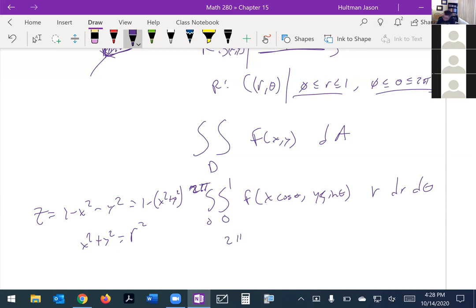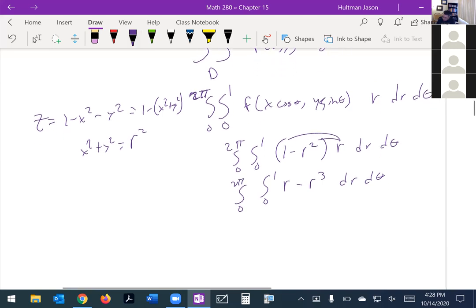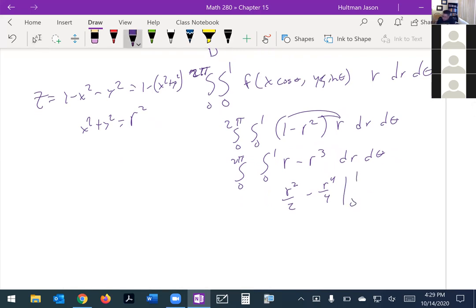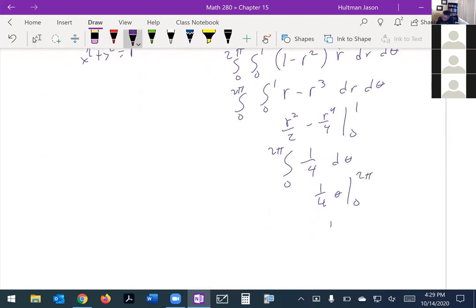Yep. So this is 0 to 2 pi, 0 to 1 of 1 minus r squared times r dr d theta. Now all I'm going to do is distribute, and I get r minus r cubed dr d theta. This is 0 to 1 and 0 to 2 pi. And so this becomes r squared over 2 minus r to the 4th over 4 evaluated from 0 to 1. You can easily see that this is going to be 1/2 minus 1/4, which is 1/4. So this becomes 1/4 d theta from 0 to 2 pi. And what's 1/4 d theta? That's just 1/4 theta evaluated from 0 to 2 pi. And so that's just 2 pi over 4, or pi over 2.